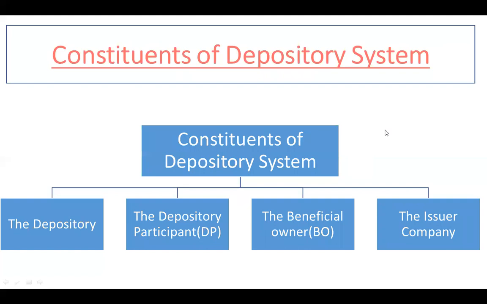The depository system means the securities are transferred from physical format to electronic format. It is called dematerialization. In this depository system, it is very important to know the constituents of the depository system, because these 4 points are very important to understand the whole system.